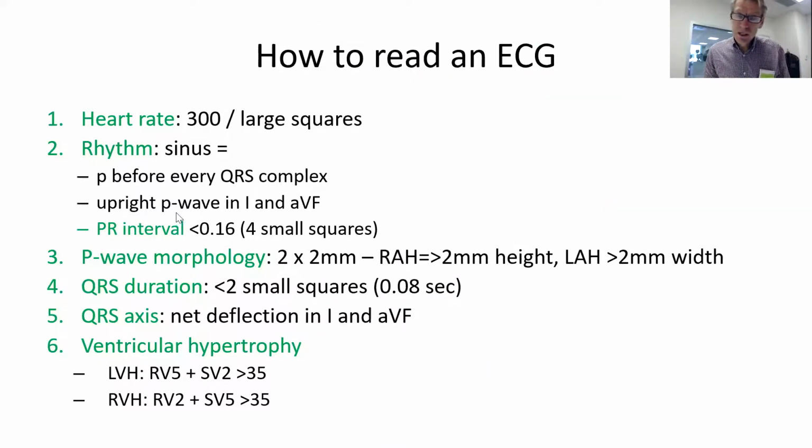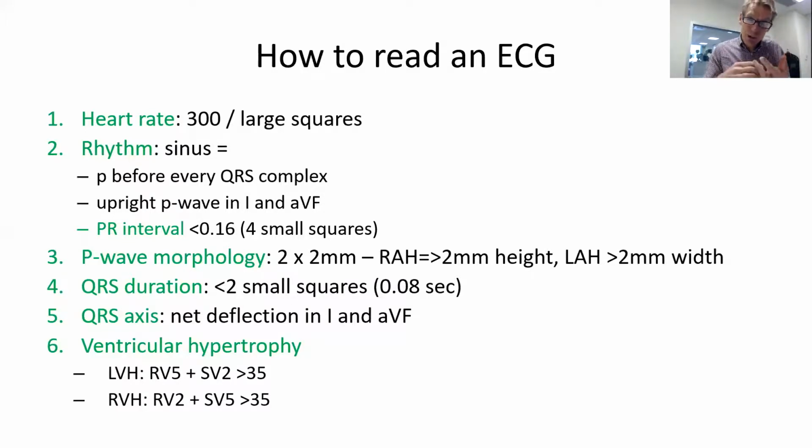It's only sinus rhythm if three things are met. One, the P wave should be upright, and should be before every QRS complex. Two, there should be an upright P wave in lead 1 and AVF. And three, the PR interval should be less than 0.16 seconds. And sometimes as children get older, it can be up to 0.18 or even 0.2 seconds. All right. Remember, each small square equals 0.04 seconds. And so one small square is 0.04, two small squares is 0.08, three small squares is 0.12, four small squares is 0.16.